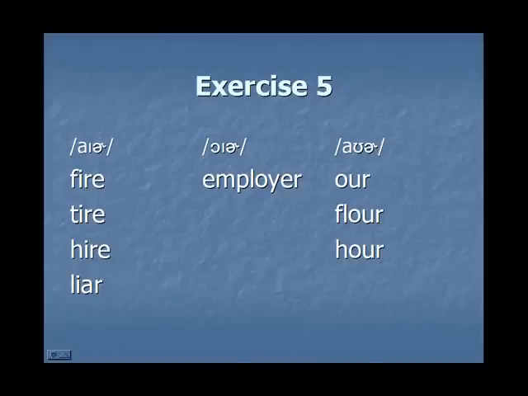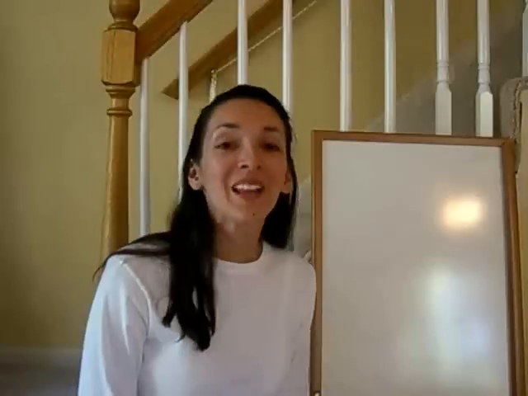Exercise 5. In these words, be sure to make the er sound a separate syllable. Here's group 1. All these words have two syllables. Repeat after me. Fire. Tire. Hire. Liar. This word has three syllables. Repeat after me. Employer. In this last group, the words have two syllables. Repeat after me. Hour. Flower. Hour. Note that the first and the last word here sound exactly the same. They're just spelled differently. Let's try one more exercise.